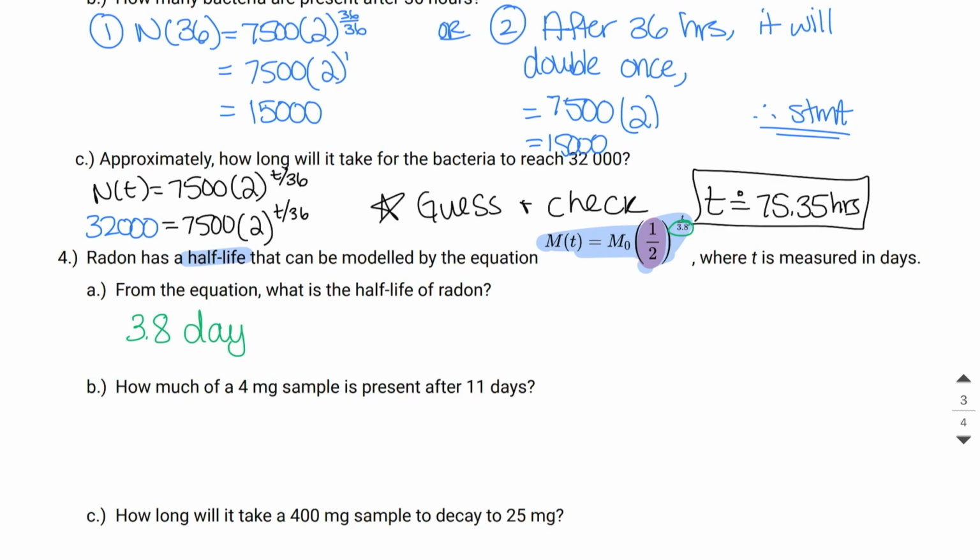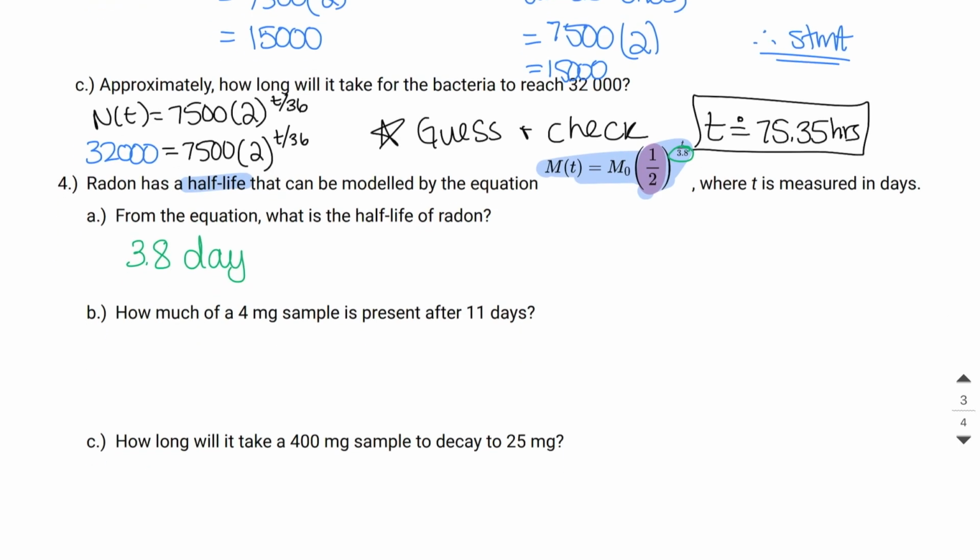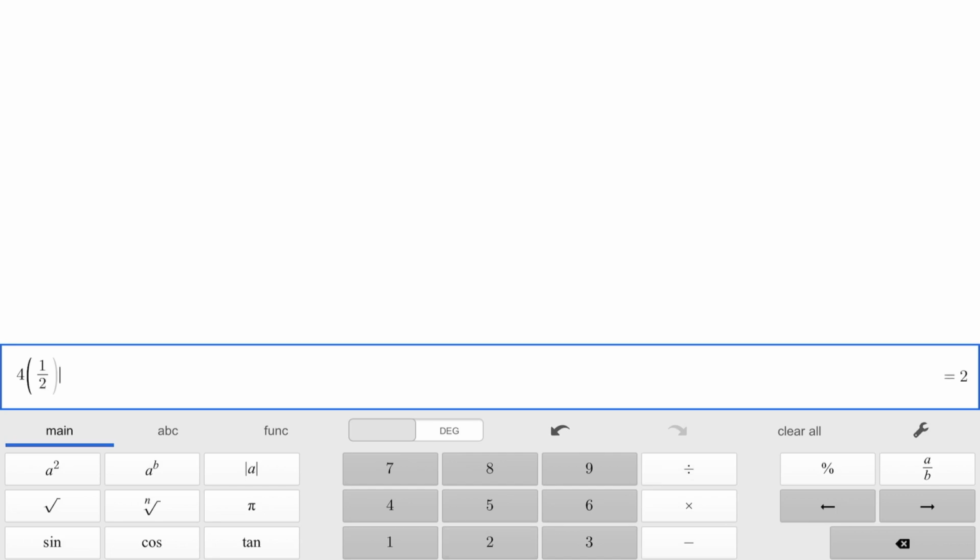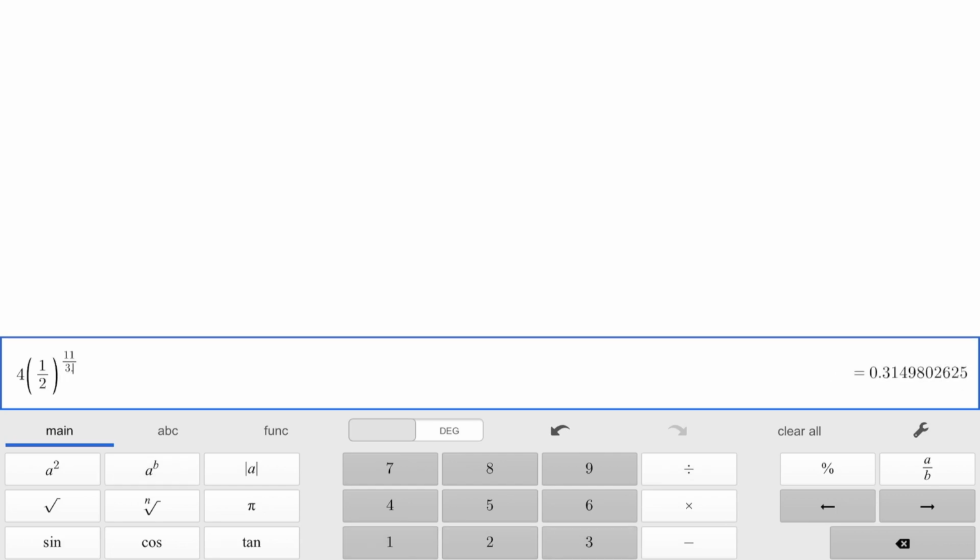If it's radon, okay? So it says how much of a 4 milligram sample is present after 11 days. So right here, we know that our M sub 0, our initial amount is going to be 4 milligrams. We also know that our time is 11. So here, what I'm going to do is I'm going to plug that information in. So I'm going to say M of 11 is going to equal my M sub 0, which is 4, times 1/2 to the power of 11 over my half-life, which is 3.8. That doesn't change. And then I just type that into my calculator and see what I get. So 4 times 1/2 to the power of 11 over 3.8. And my answer here is about 0.54 milligrams.